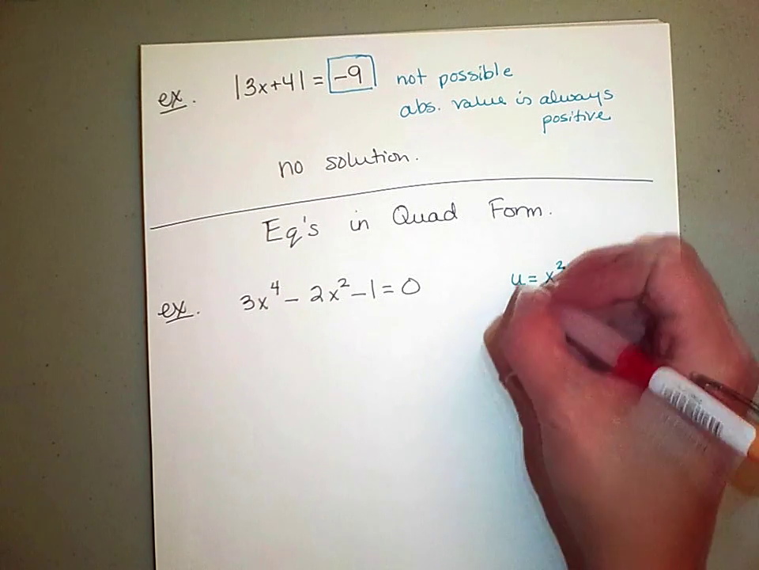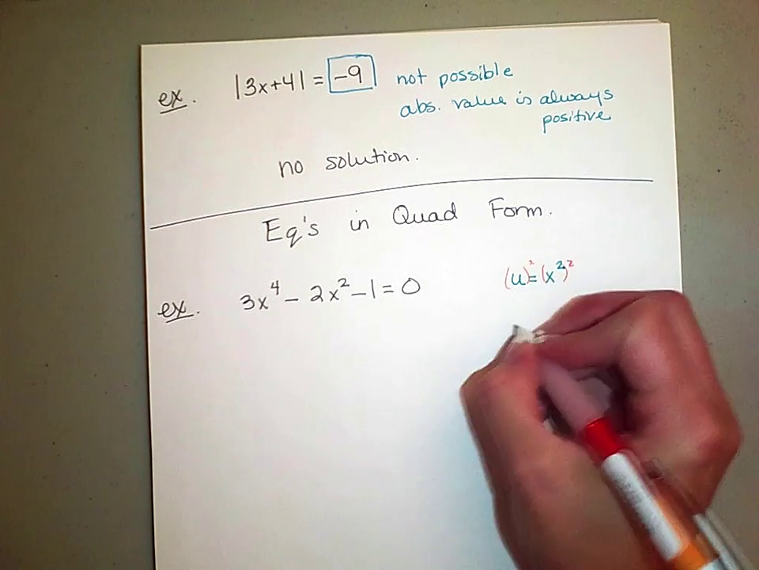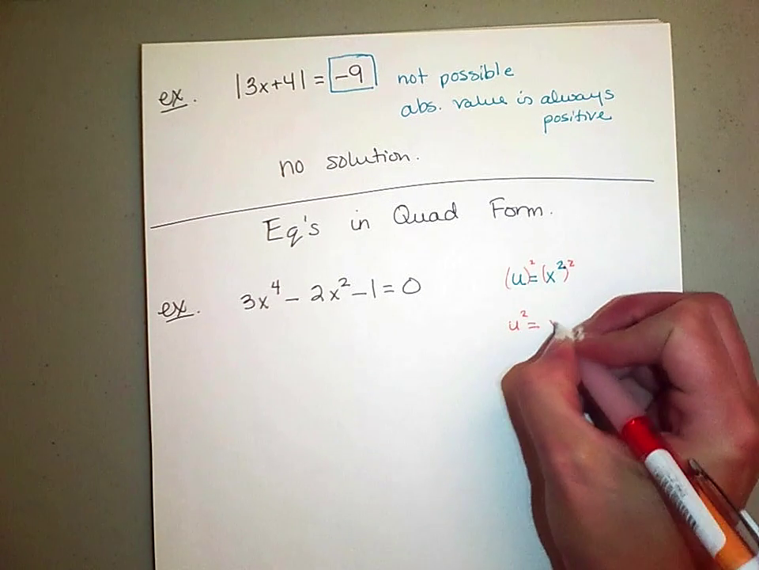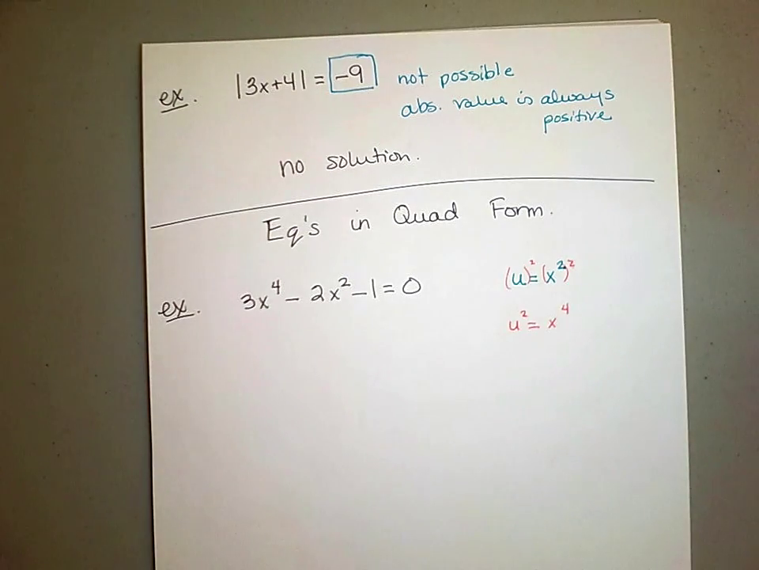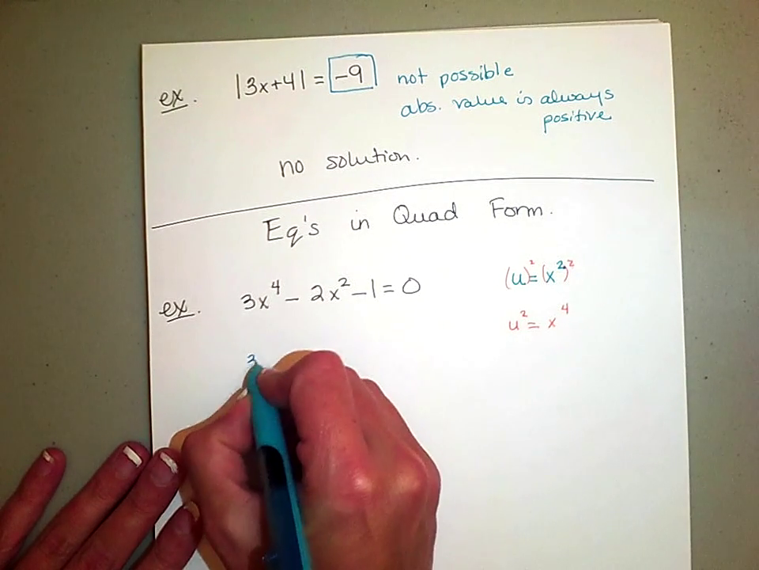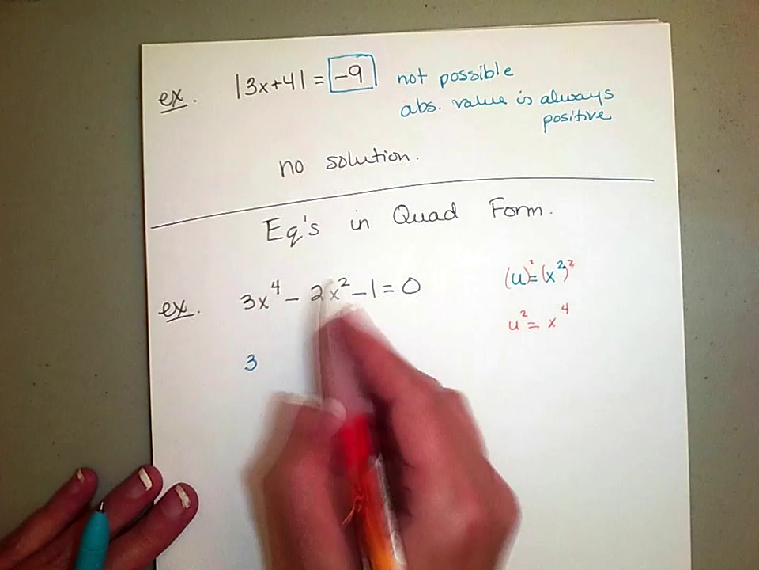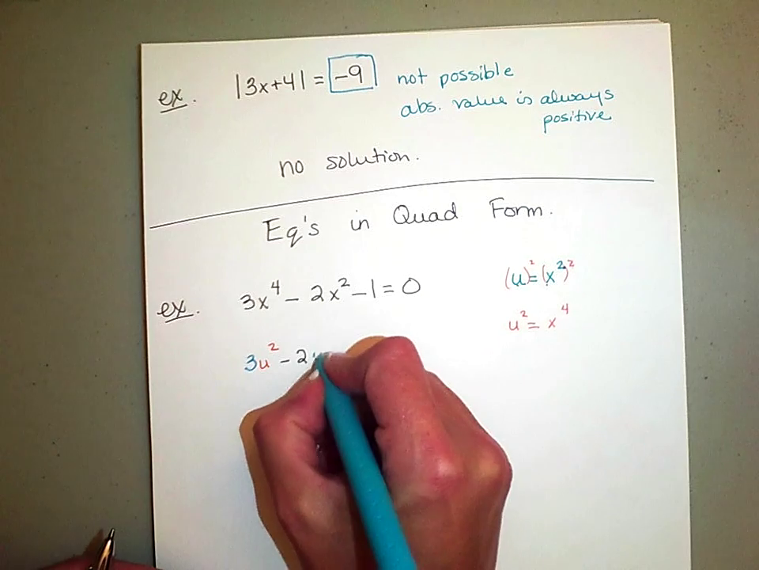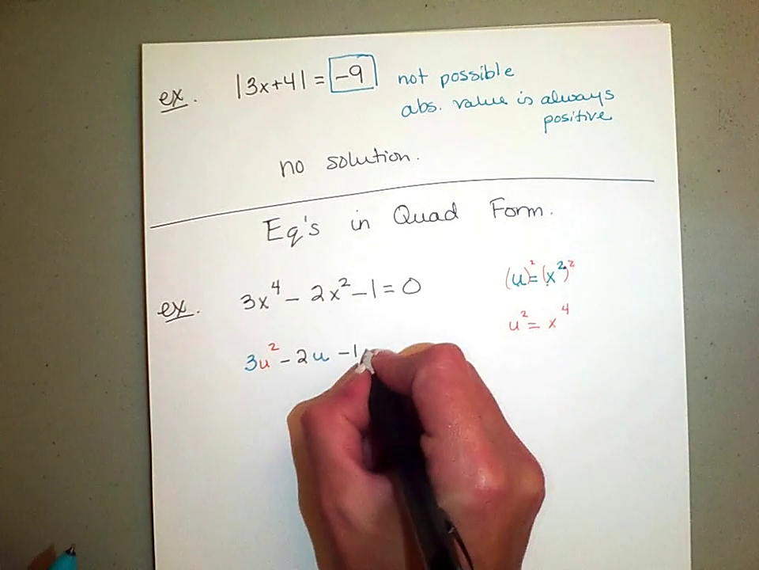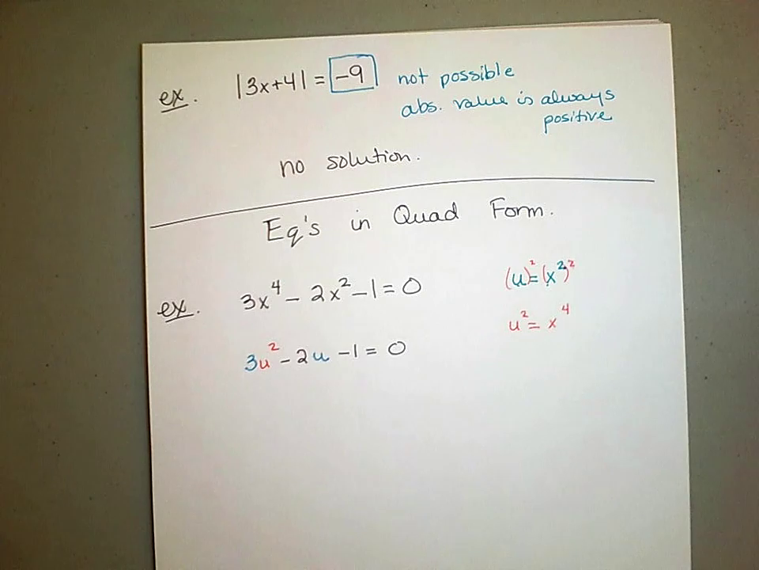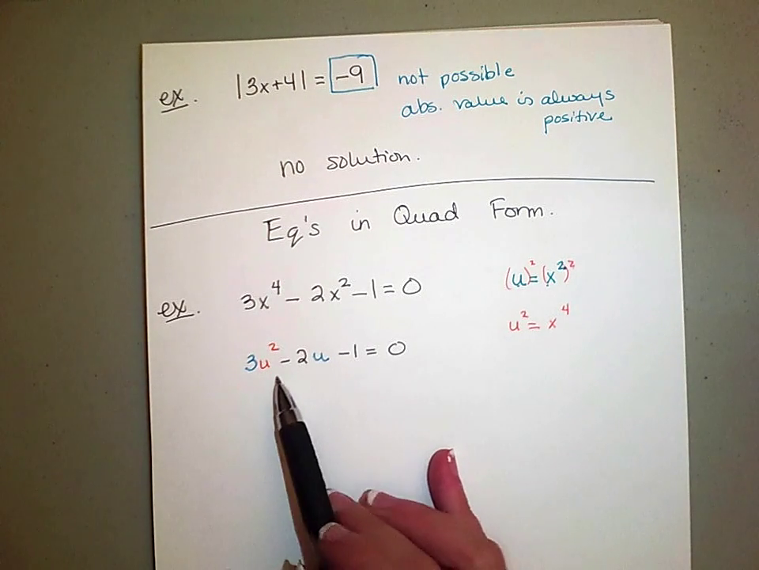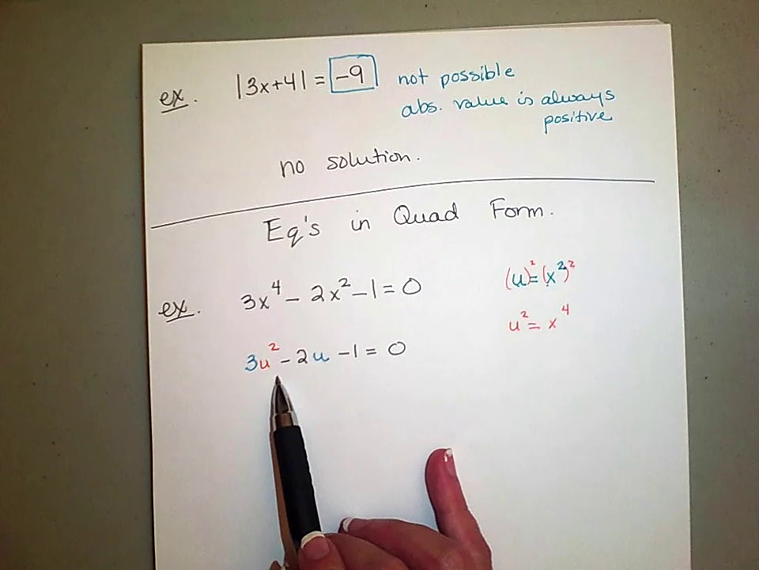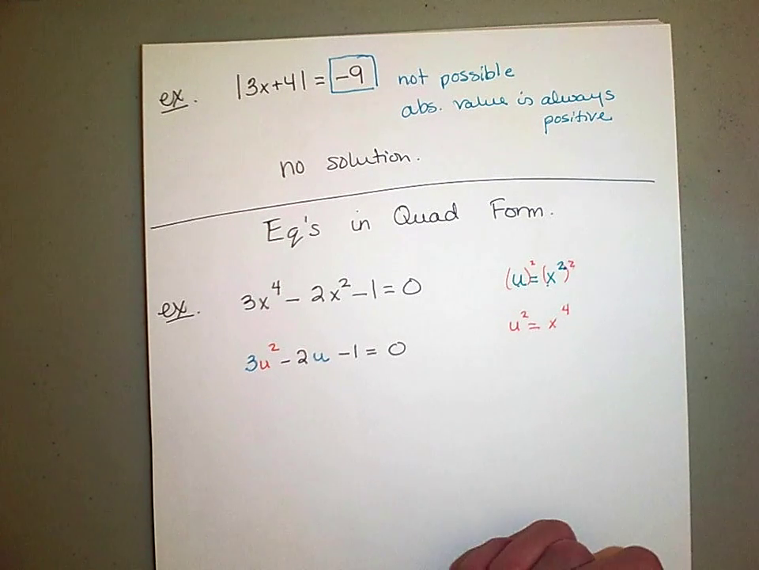well, if I square both sides, I would have u squared is equal to x to the 4th power. So what that tells me then is that this is really 3 times u squared minus 2 times, well, I said u was equal to x squared, minus 1 equals 0. And now, this equation is quadratic, no longer in x, but in u. This is known as a u substitution.